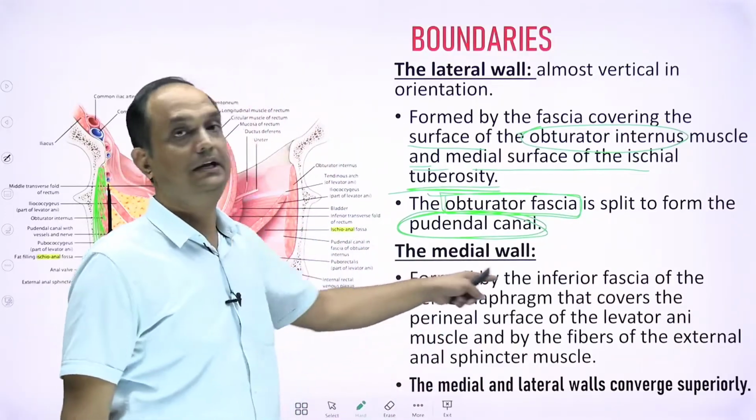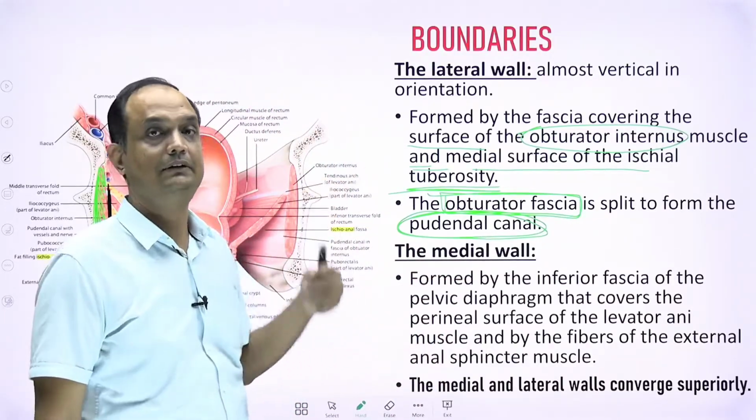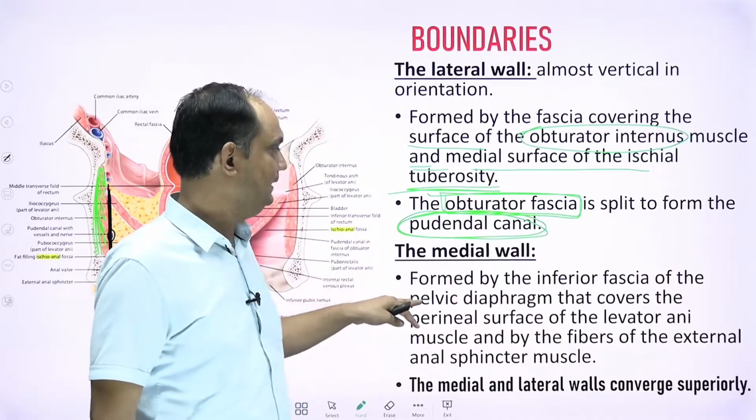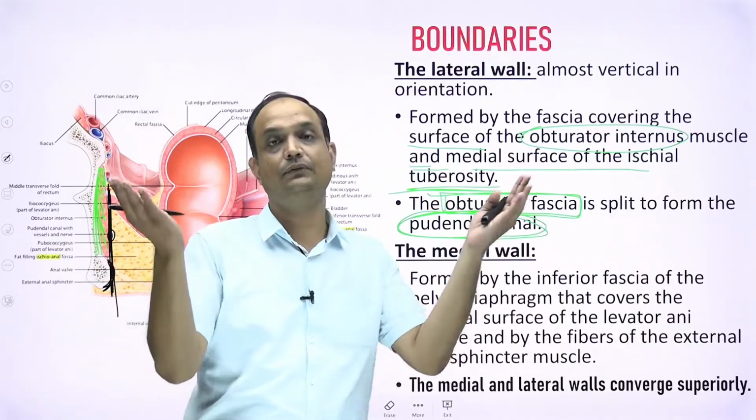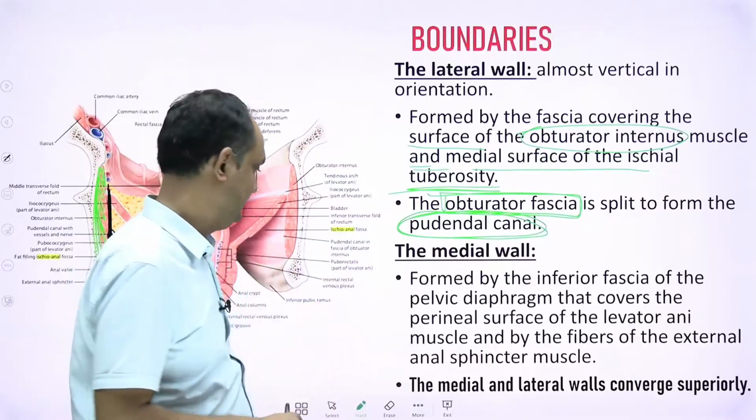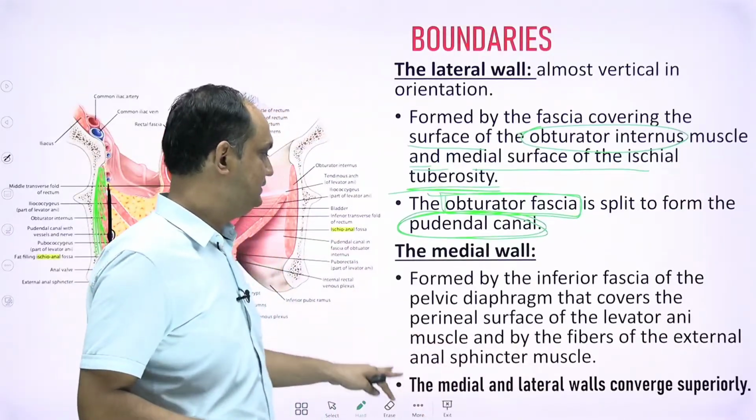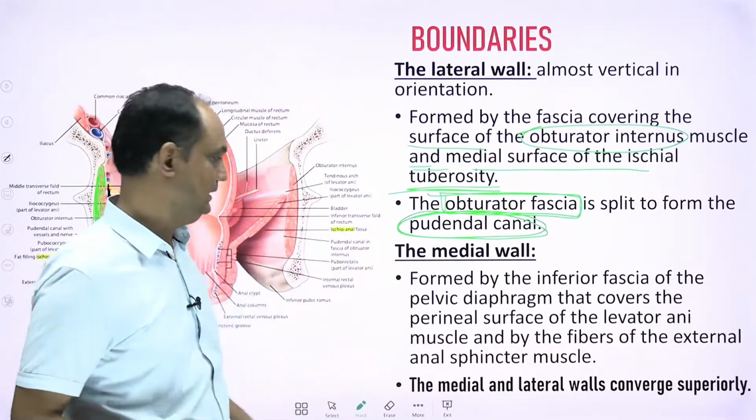Now what about the medial wall? Now medial wall has two parts. In upper part, it is formed by the inferior fascia of levator ani or the pelvic diaphragm, and below it is formed by the external anal sphincter.